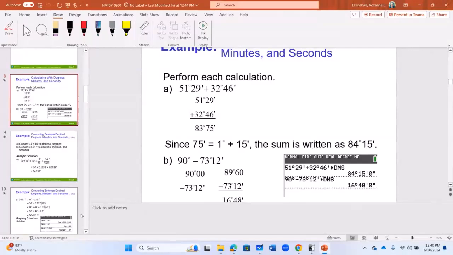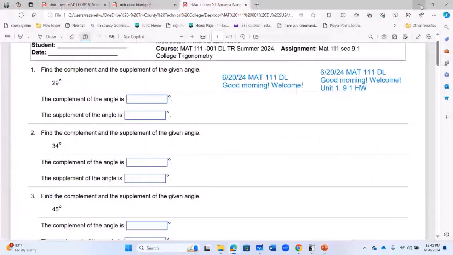Okay, but I think the best thing to do is let's start with practice. I believe if we start with some practice, then we will actually know what to do. We're not going to be reading it like we are memorizing it. So let's start with practice.